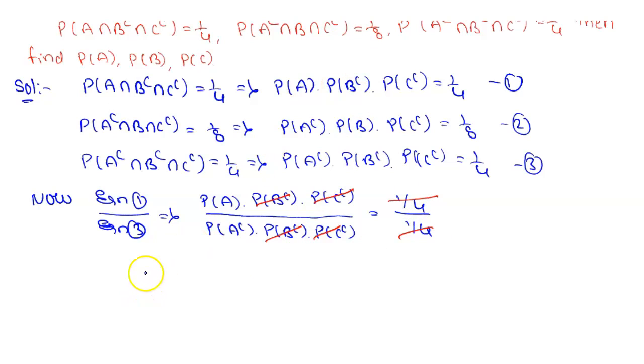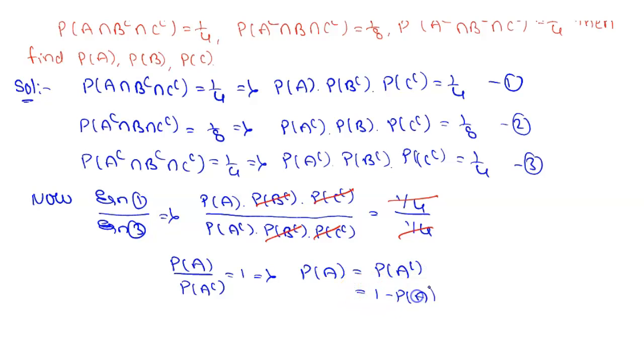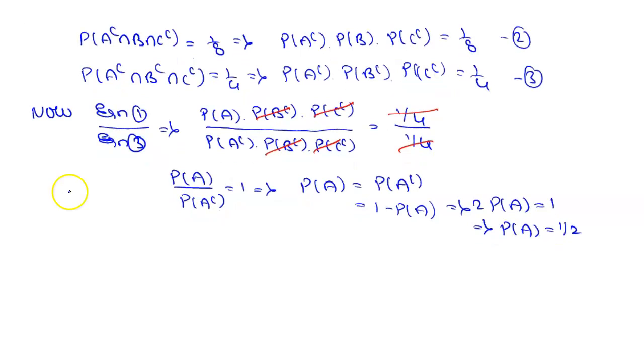Right. So now leftover value is P of A by P of A complement is equal to 1. So here we can cross multiply the denominator. P of A is equal to P of A complement. P of A complement can be written as 1 minus P of A. So this P of A will go to the left side. So 1 minus P of A, plus P of A, 2 times P of A, that is equal to 1, implies P of A is equal to 1 by 2. P of A is equal to 1 by 2.